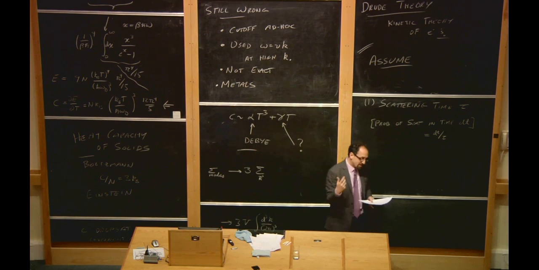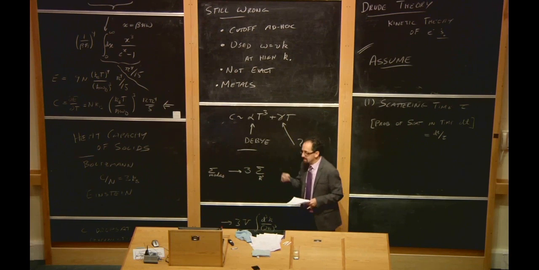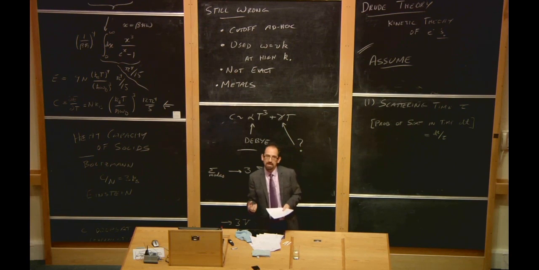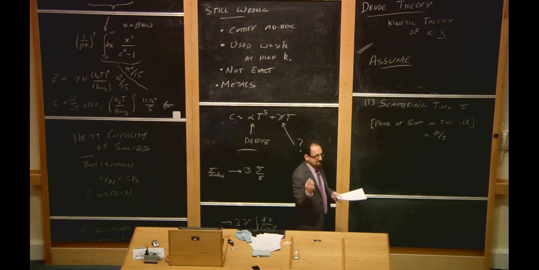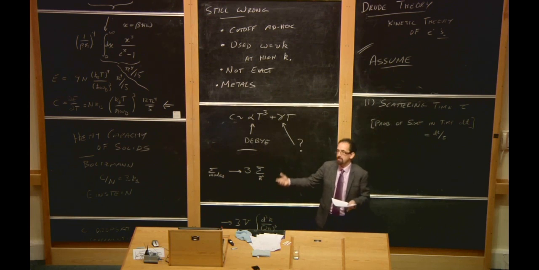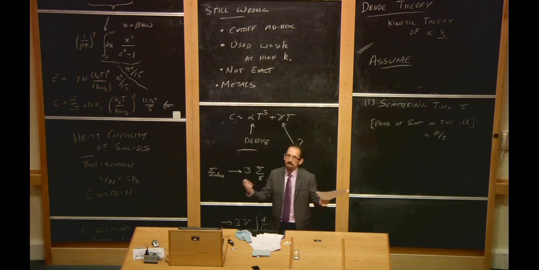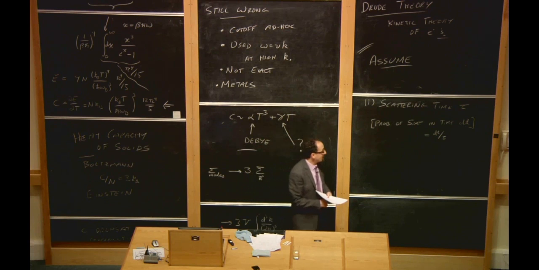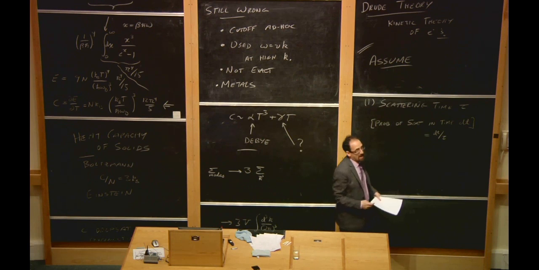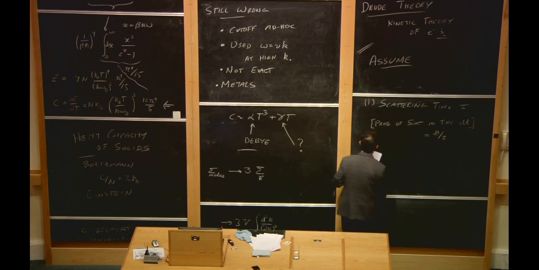Another thing that's going to make it difficult to figure out what tau is that the electron can scatter off of lots of other things besides just other electrons. It can scatter off of protons, it can scatter off of impurities, it can scatter off of anything that happens to be in the metal. So for us, this scattering time tau is just going to be a phenomenological parameter.